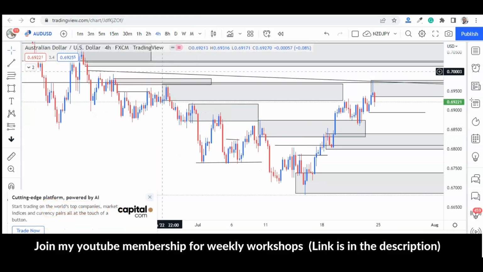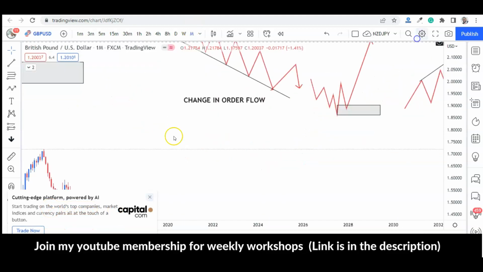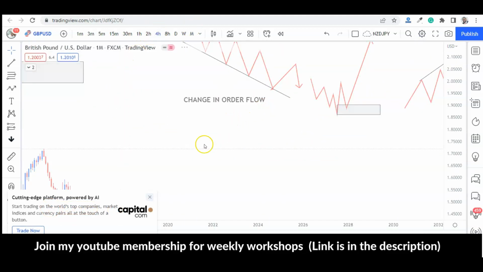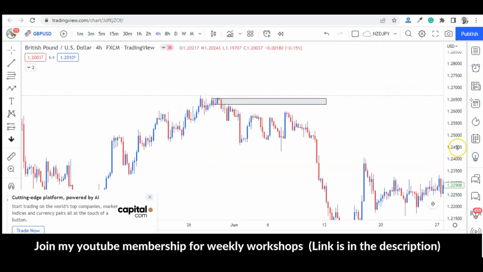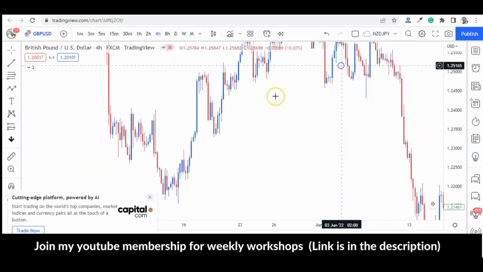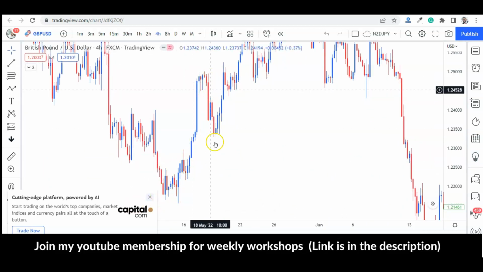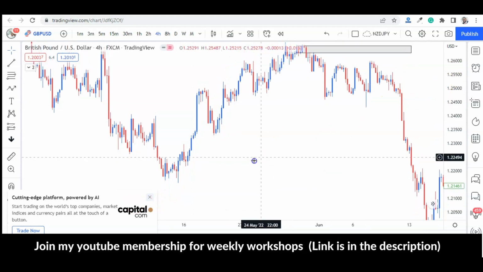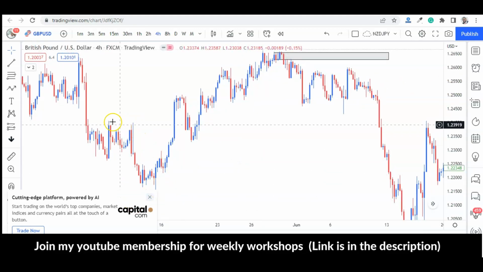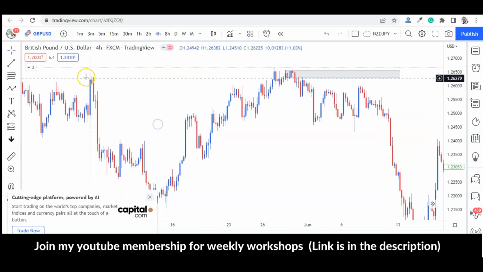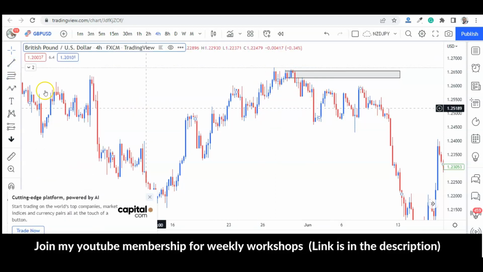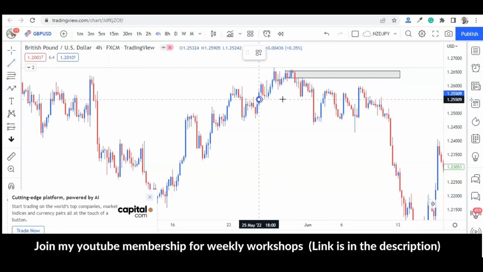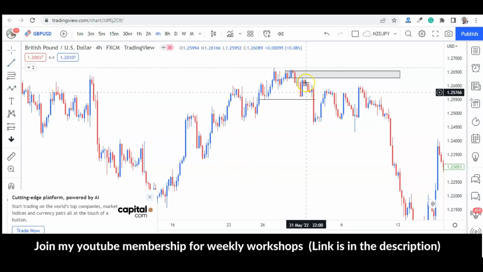Let's see if I can look at another example from pounds USD. Let's go to 4 hours. So let's start from here. You can see that the market has been bullish. We have a bullish order flow here, a low creating a high. In this case, the highs have been targeted up until we have a shift in order flow. The moment you have a shift in order flow, that means the lows are now your target, and you trade alongside with order blocks.